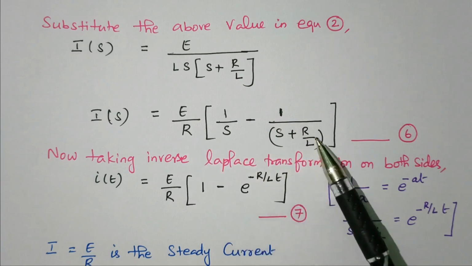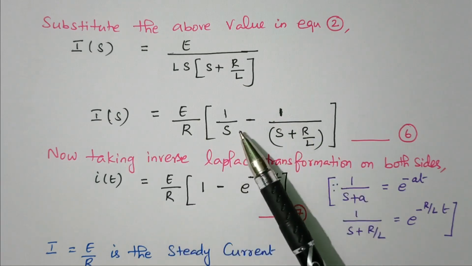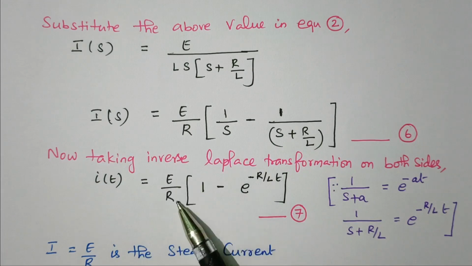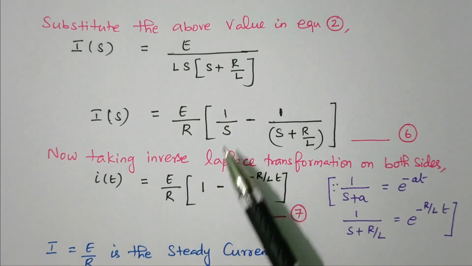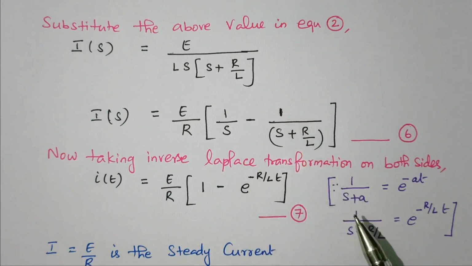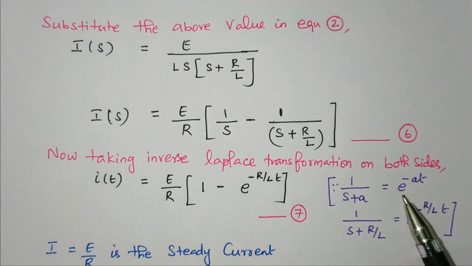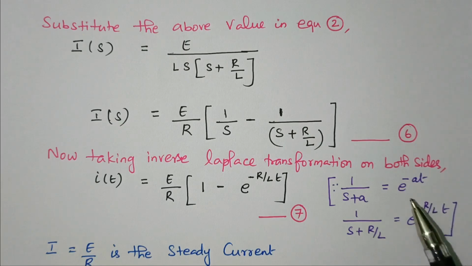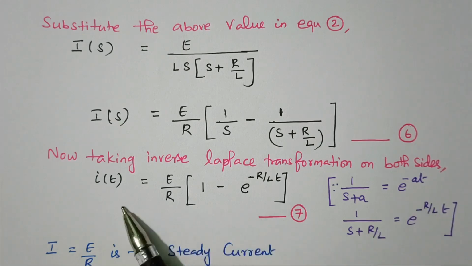Now we can easily take the inverse Laplace on both sides. While taking inverse Laplace, this I of S becomes I of t, then E by R. The inverse Laplace of 1 by S is 1. Similarly, 1 divided by S plus R by L is nothing but, using this formula, 1 divided by S plus A equal to E power minus AT. This is the Laplace transform. So 1 divided by S plus R by L, here A is nothing but R by L. So E power minus R by L t, right? So the inverse Laplace of 1 divided by S plus R by L is E of minus R by L t, based on this formula, E of minus AT. Now this is equation number 7.